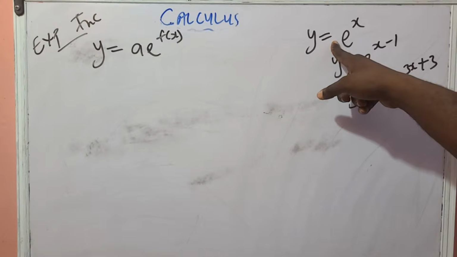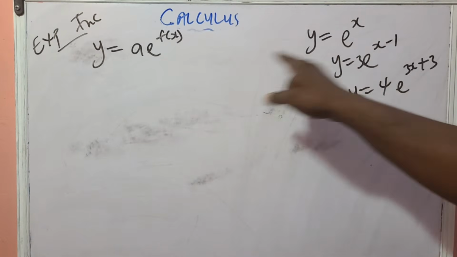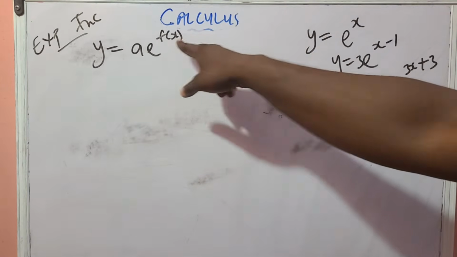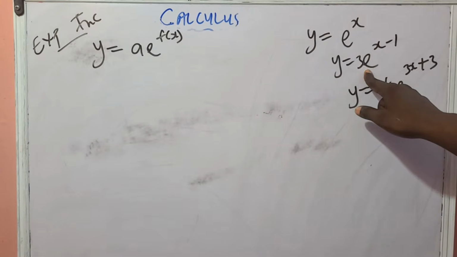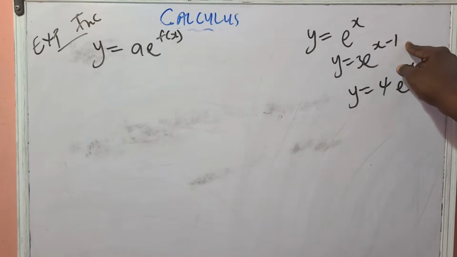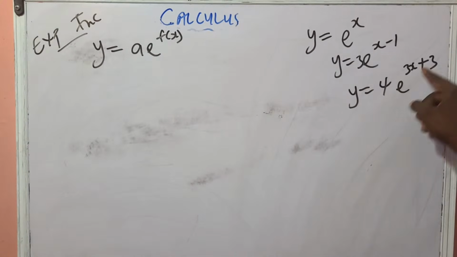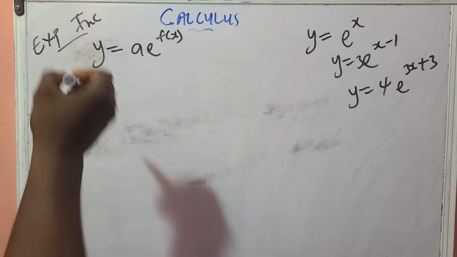In this first example, your a here is 1 because the coefficient of the exponential in this case is 1, and your f of x, which is your function on top, is x. Whereas in this one, your a is 3, and your function is x minus 1. In the third one, your a is 4, and your function is 3x plus 3. So you can see the general form. We just made this the general form. All right. So now let's see what our dy over dx will be.